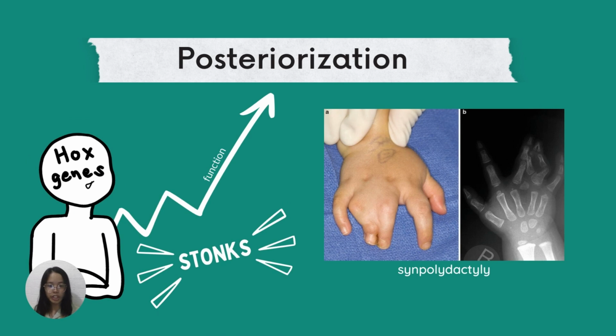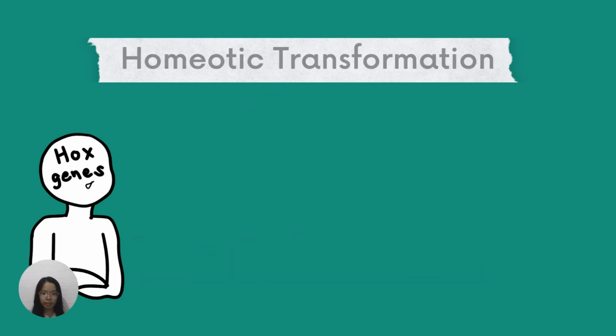When the function of Hox genes increases more than normal, it causes a posteriorization in the affected area, causing complications such as synpolydactyly, which is the fusion of fingers, specifically the ring and the middle finger, such as seen in the slide, or the toes.